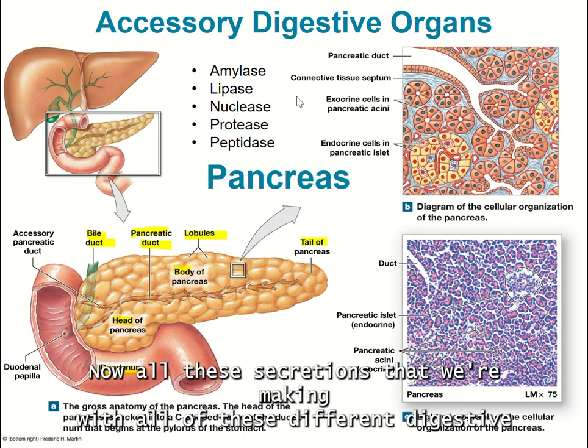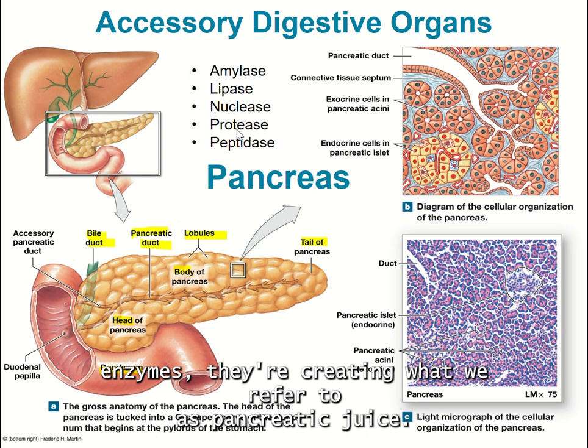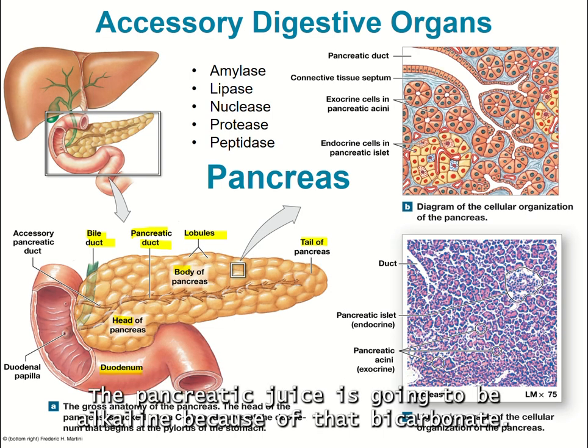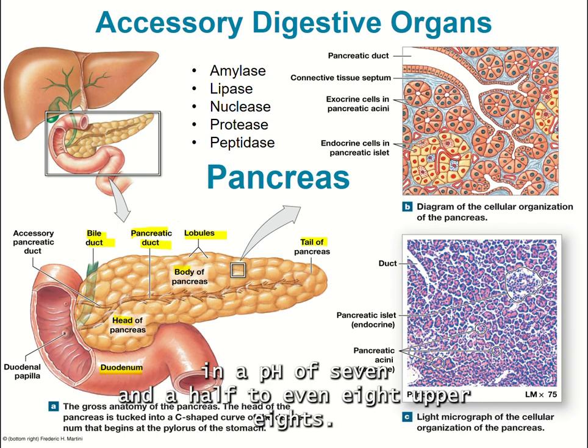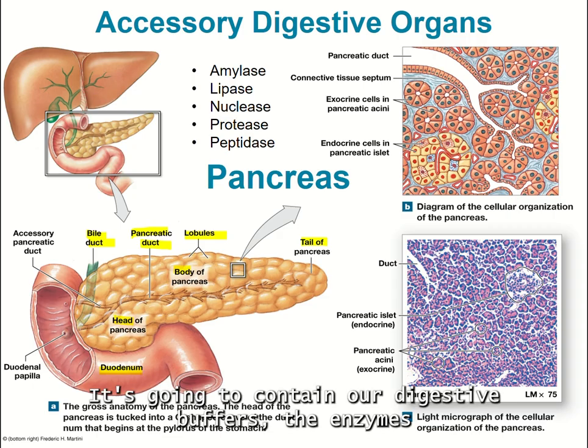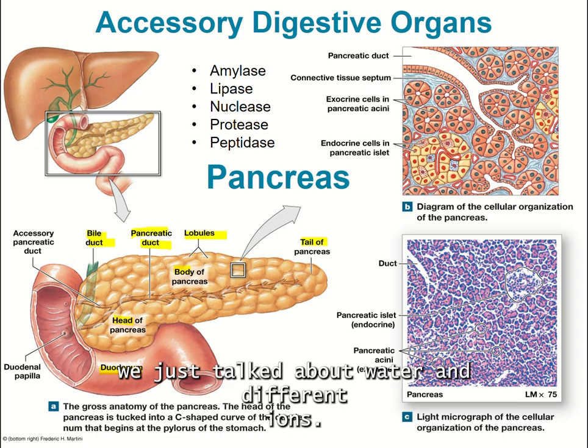Now, all these secretions that we're making with all of these different digestive enzymes, they're creating what we refer to as pancreatic juice. The pancreatic juice is going to be alkaline because of that bicarbonate, and it's going to be in a pH of 7.5 to even 8, upper 8s. It's going to contain our digestive buffers, the enzymes we just talked about, water, and different ions.